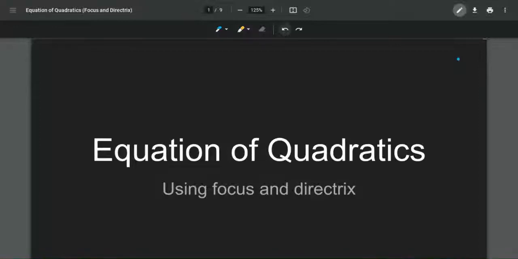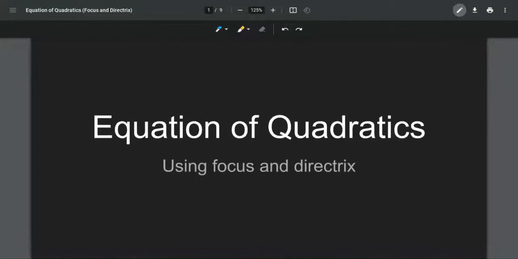Okay, welcome to Algebra 2 with Mrs. Chair. Let's take a look at finding the equation of a parabola when we have the focus and the directrix.